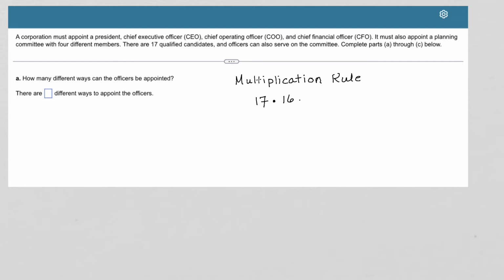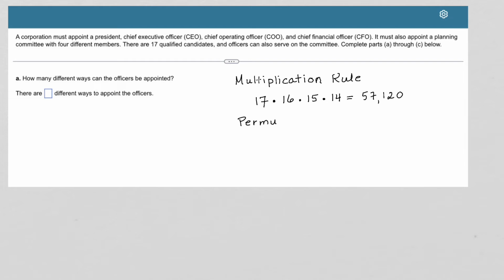And then we select the next officer, and of course we've used up 2 of them, so we're down to 15. And finally we choose the last officer, and there are 14 of those. So that's one way to approach this. So here I get 57,120 as my answer.